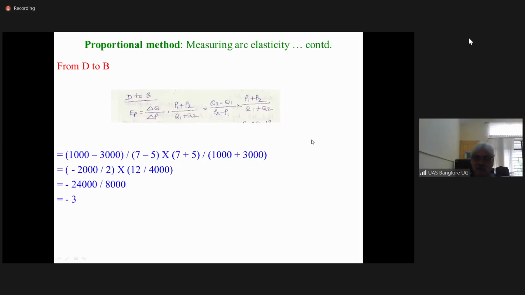Instead of 3000 plus 1000 in the previous one, it is 1000 plus 3000. The denominator will also be the same, 12 divided by 4000. Your elasticity would be minus 3. So this is the modification that is made to overcome the problem of getting different EP values when you move from one point to the other in one direction and the opposite direction, or the reverse direction. This is about the proportional method.